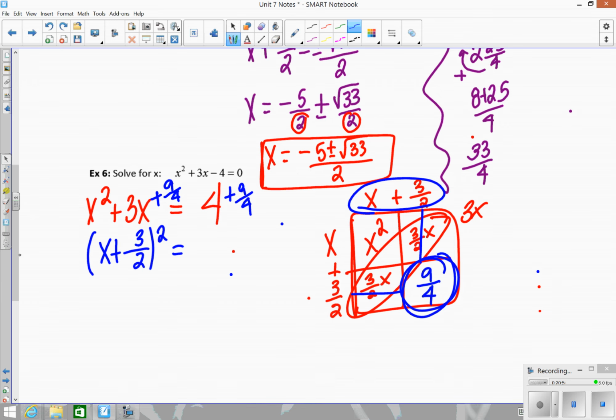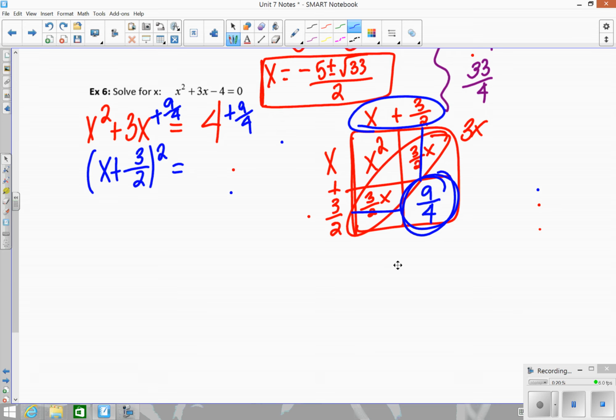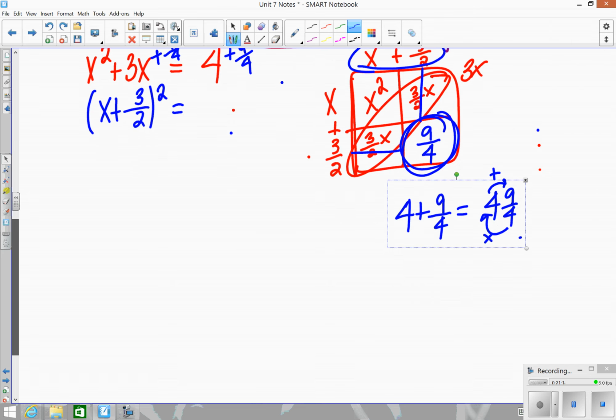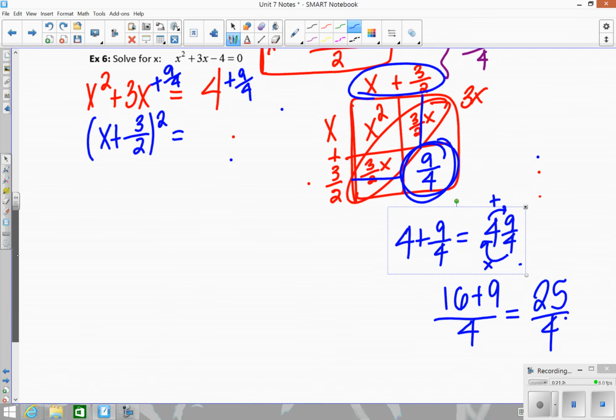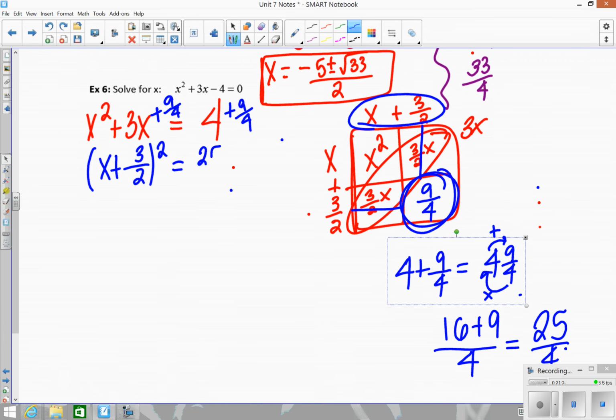And again, the easiest way to add 4 and 9 over 4 is just to think of it as a mixed number. So you would end up with 4 9/4. And then again, you multiply these, and then you add what you get. So to convert into an improper fraction, 4 times 4 gives me 16, and I'm going to add that to 9. And you always keep the denominator. So this is going to give you 25 over 4. So we have 25 over 4.